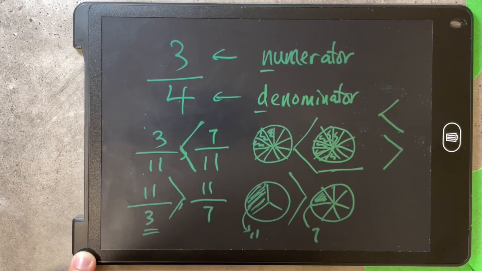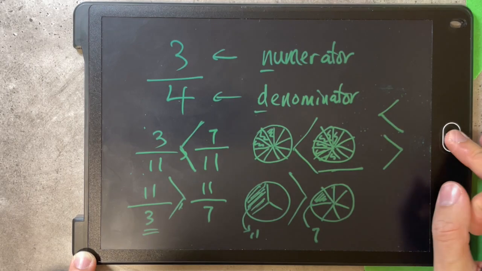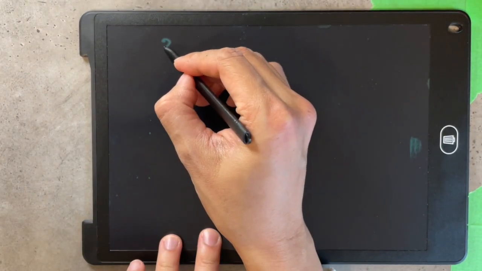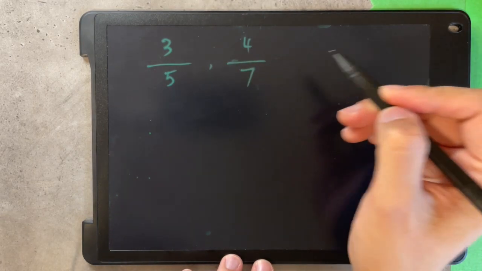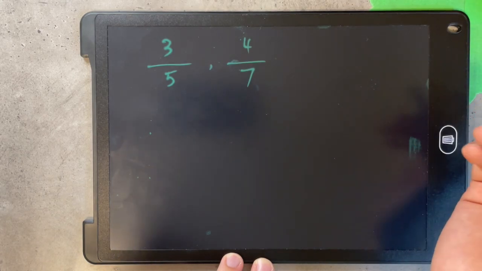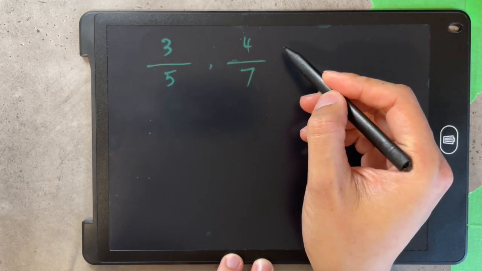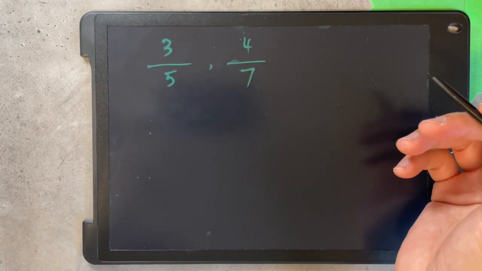Okay, so those are the two special cases, because you're not going to see that very often. Now we're going to talk about where both fractions have a different numerator and a different denominator. So for example, 3 over 5 and 4 over 7. How would you determine which is bigger? Well, one way is you make the numerator the same by finding a common multiple.